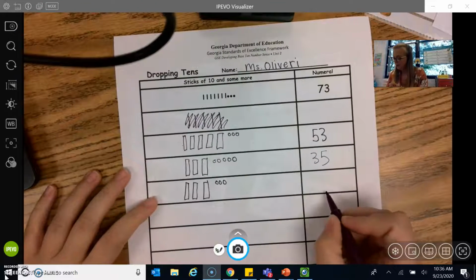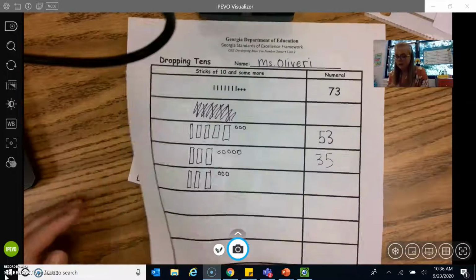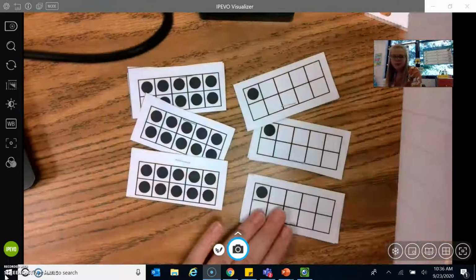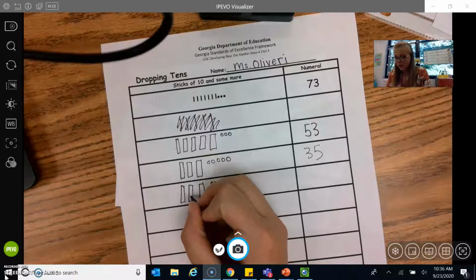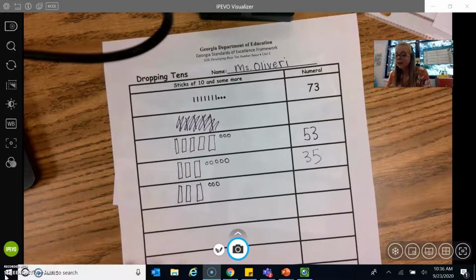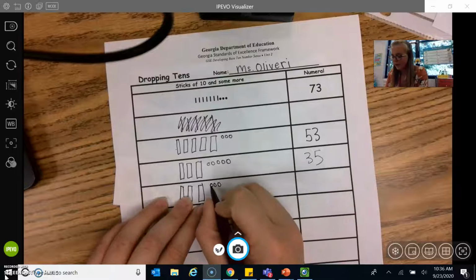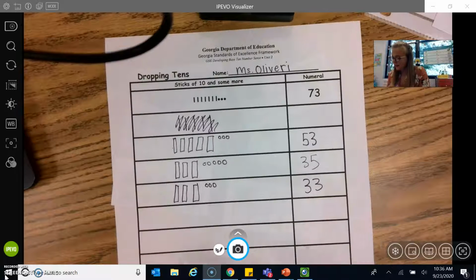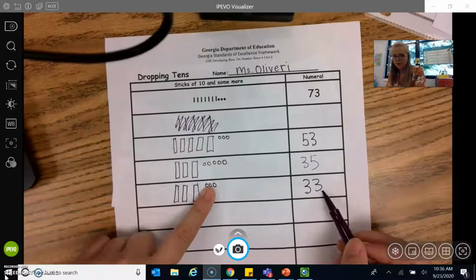Now I need to write my numeral. When I'm counting, I know each one of these pieces is equal to a group of 10. And I know each one of these circles is equal to a 1. So I can count it like 10, 20, 30, because they're 10s. So I have 10, 20, 30. Then I'm going to count these by 1s. 31, 32, 33. So I have 33. And I can see that because I have 3 groups of 10 and 3 1s.